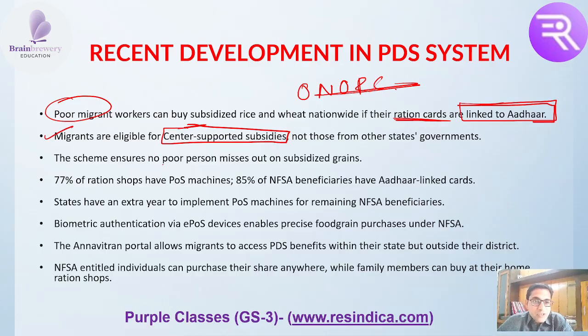Okay, so the main purpose is that no poor person misses out on the subsidy. We all know that in all the ration card shops and fair price shops, we have point of sale machinery where the data is fed and Aadhaar-linked cards are utilized. Biometric authentication will be very helpful for migrants. It will help them go anywhere in the country and not worry about their PDS. They will be able to get it from the central pool wherever they are. They just have to get connected with the central pool through One Nation One Ration Card.